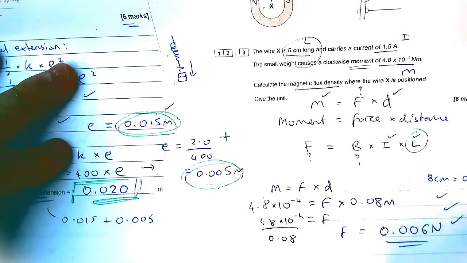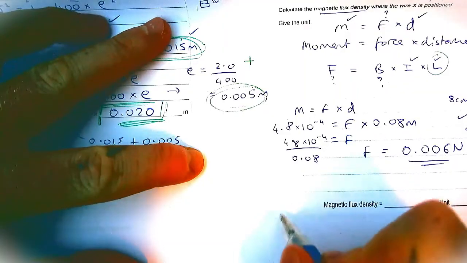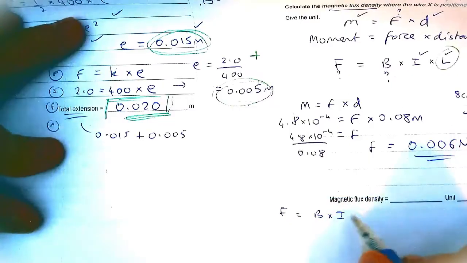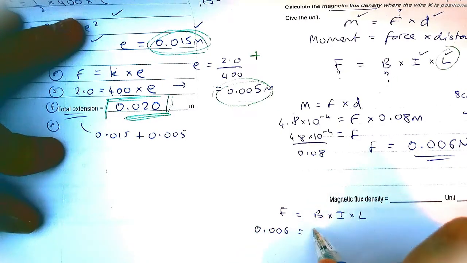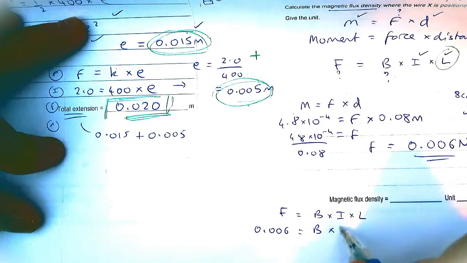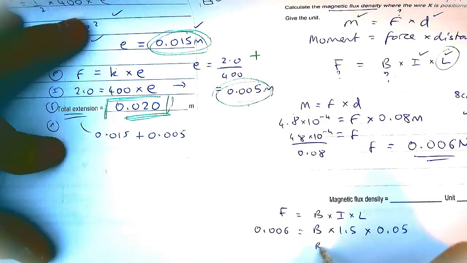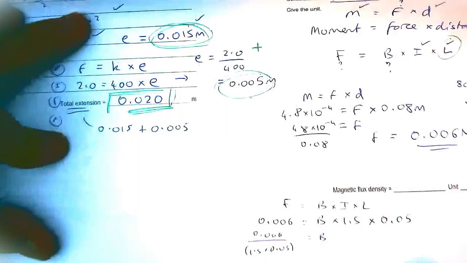So magnetic flux density, so F equals B times I times L. So the force we just worked out, 0.006. Flux density, I don't know. Current, I do. Current is 1.5. And length, as we said earlier, it's 5 centimeters, so 0.05 meters. Okay, so then finishing off, we've got 0.006 divided by 1.5 times 0.05. Leave it in brackets to make sure you're getting all your marks, so you're not messing up a rearrangement. And you put that into your calculator. That then comes to be 0.05 overall.